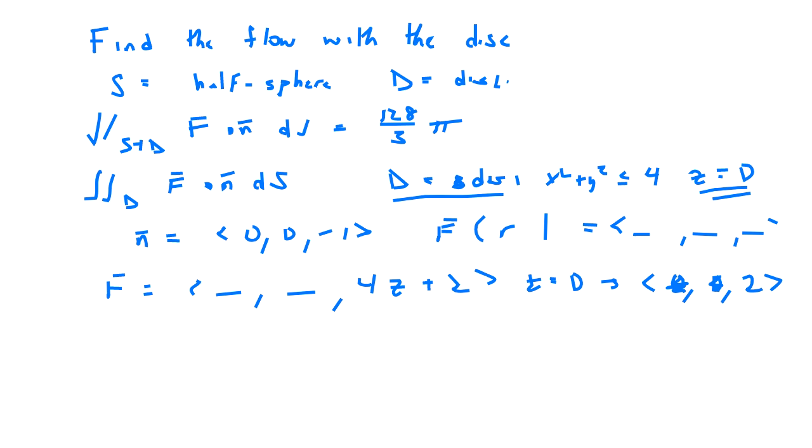So if I close it with a disk, since the top is going up, which is now out, we need the bottom to also be out, which means it's going down. So the reason we want it to be 0, 0, negative 1 is because we want to make it so that the flow is out of the half sphere, and out is down at the bottom.